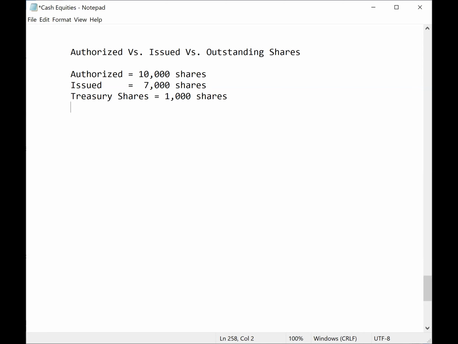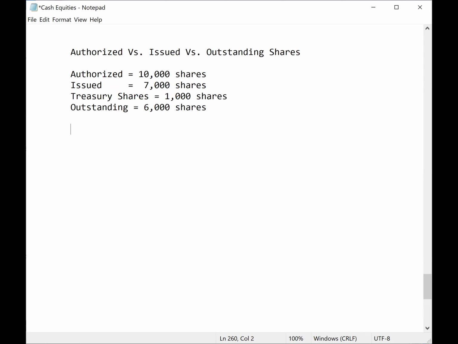All right. The last is outstanding, guys. Outstanding would be what is outstanding in the market currently. So that would be issued minus treasury shares. So that would be 6,000. I hope you are clear with what it means, right?